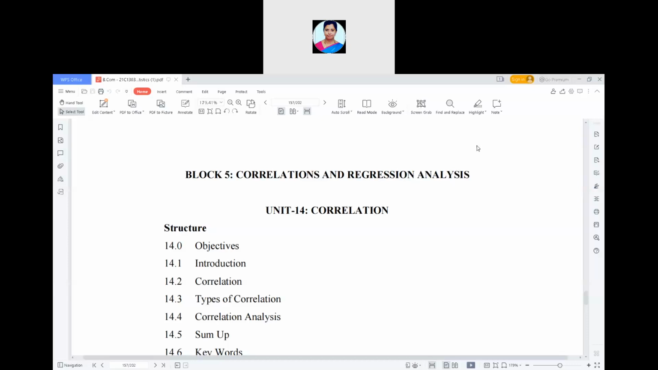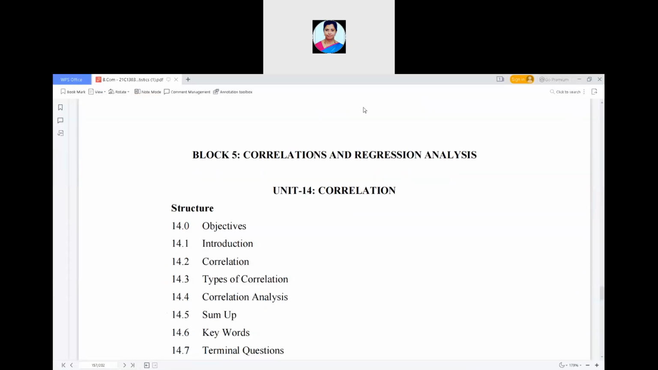Hi everyone. Let us see unit number 14, correlation. So what is the structure of this unit?